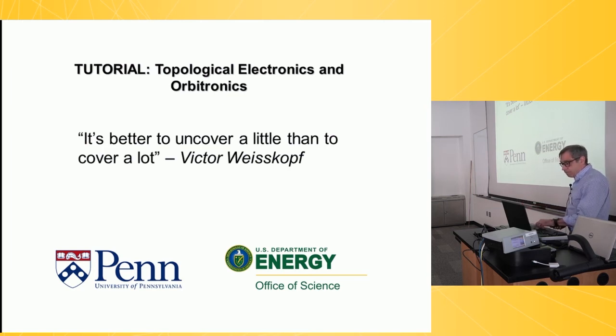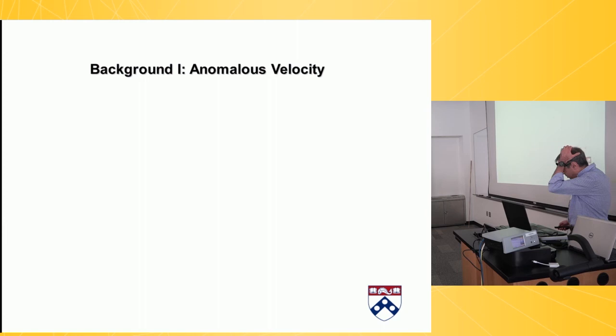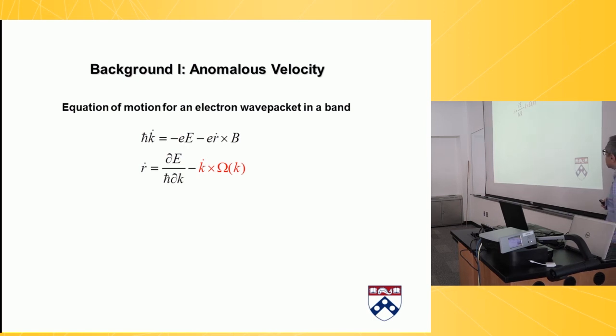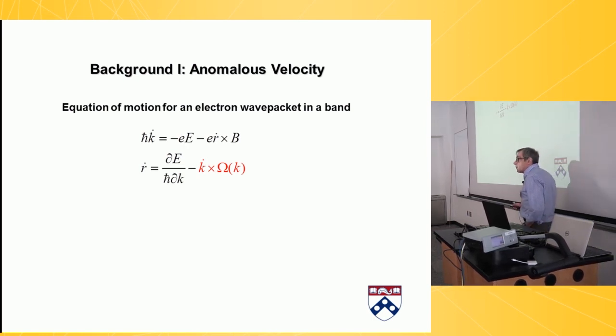So a good place to start is with the concept of anomalous velocity, which is the thing that underlies most of what we're going to be doing this morning. And so what's the anomalous velocity? Well, you should understand that we're doing electrons in crystals. They're in bands. And you put fields on them, and they move. Okay, and so the equations of motion look like that. There's a forcing term which just comes from the fields. Here's the rate of change of the momentum. What's interesting is that when you look at the velocity, there's generically 2 pieces to it.